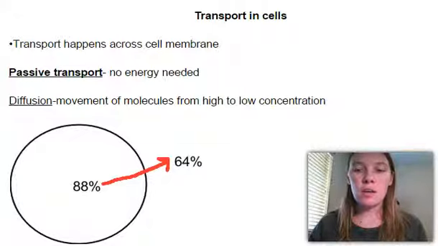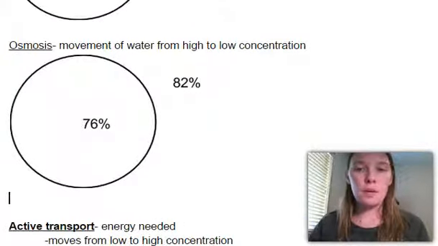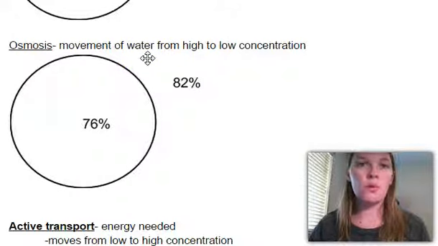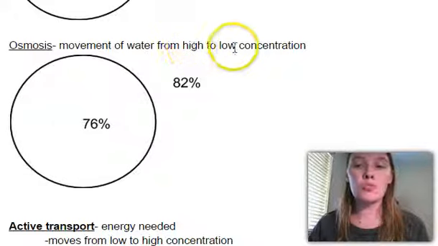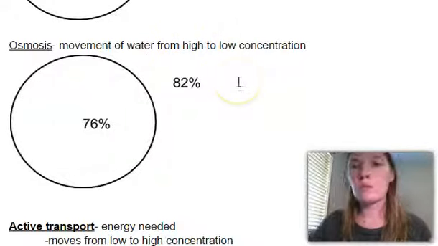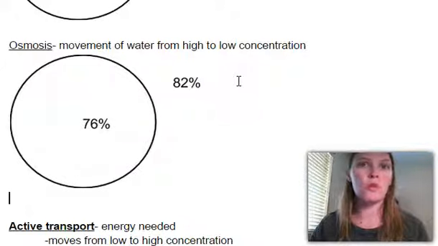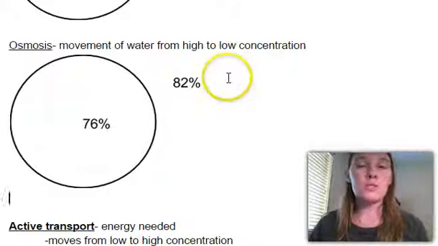Now another type of cell transport or passive transport is osmosis. Osmosis is the same thing as diffusion, only its difference is what it moves. It's still going from high concentration to low concentration, but it's moving water. It's focusing on the water rather than the other molecules, because diffusion, remember, is moving sugar, salt, different molecules like that, whereas osmosis is focusing on the water.